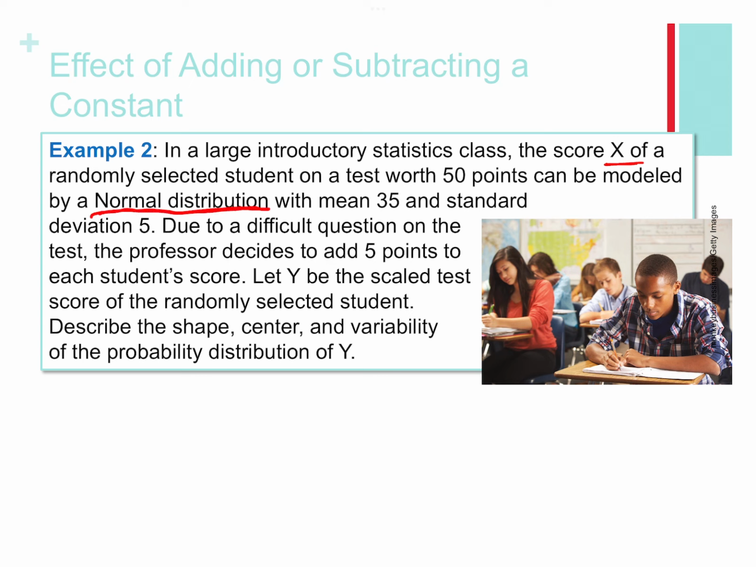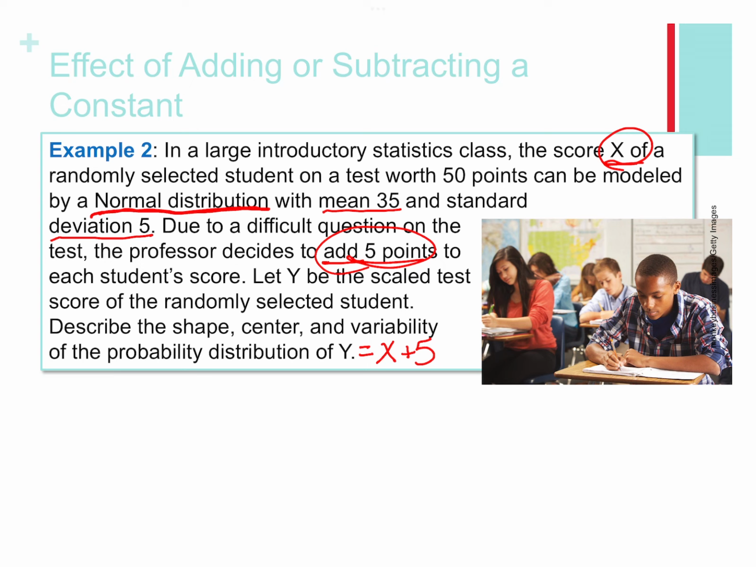It's giving us a mean of 35, standard deviation of 5. Due to the fact that there was a difficult question, the professor is going to decide to add 5 points to everybody's test score. So y is going to be our scaled test score of the randomly selected student. We want to describe our shape, center, and variability. So y is going to be our test score, which is x, and we're adding 5 to it. So it's like x plus 5.